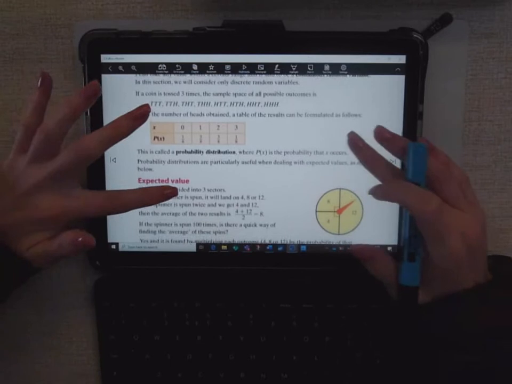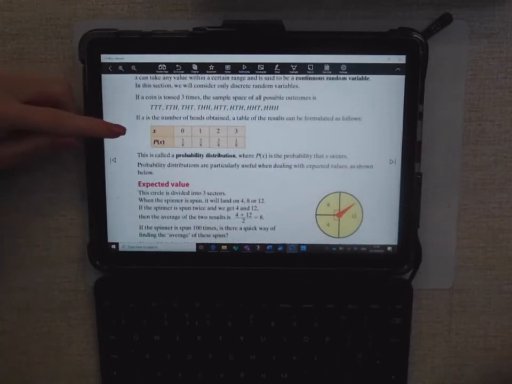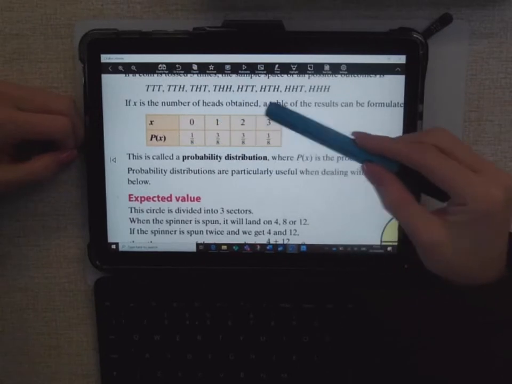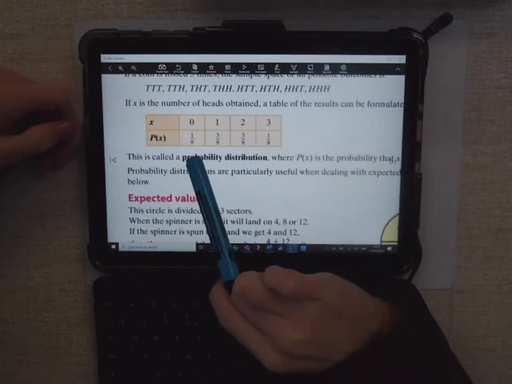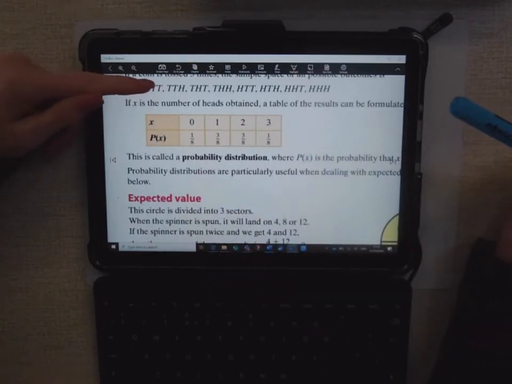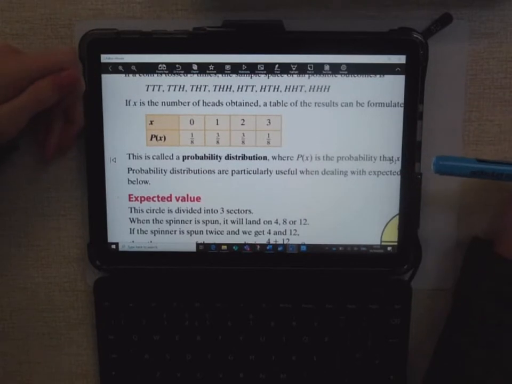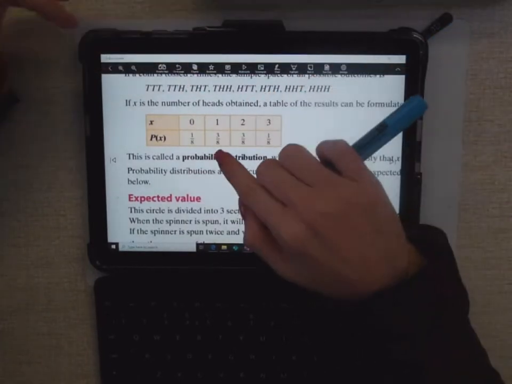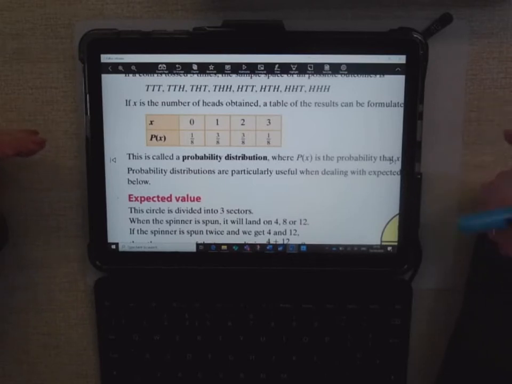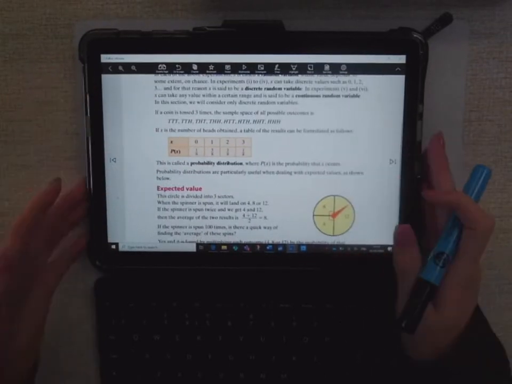Now, down here, if X is the number of heads obtained, a table of the results can be formulated as follows. So 0 heads, 1 head, 2 heads, 3 heads. And then your probability of getting 0 heads, so I'm flipping 3 coins here. Probability of getting 0 heads happens here, that's 1 out of 8. Probability of getting 1 head happens here, here, and here, so that's 3 out of 8. This is called a probability distribution. It's just a table showing all the probabilities. So we're going to use those things now. Our heading is expected value.